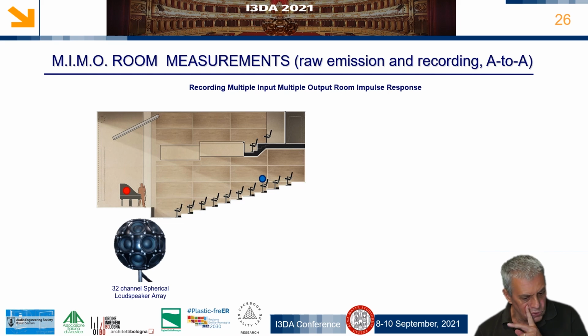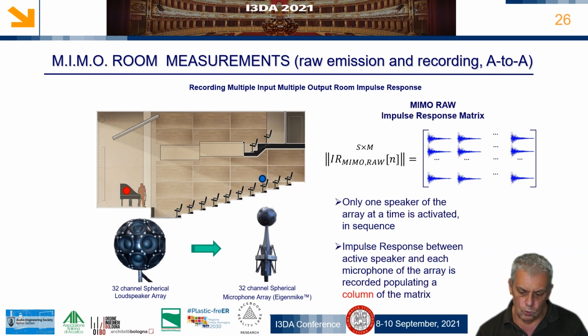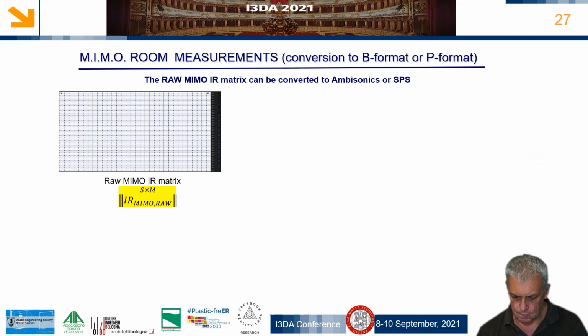Here you see our 32-channel spherical loudspeaker array. We use the Eigen mic for recording, so the raw impulse response matrix, measured by feeding one after the other a sine sweep on each of the 32 loudspeakers, is a 32 by 32 raw impulse response matrix. From this raw matrix, you can isolate the impulse response of each of the 32 loudspeakers of the source, which corresponds to a column of the matrix.